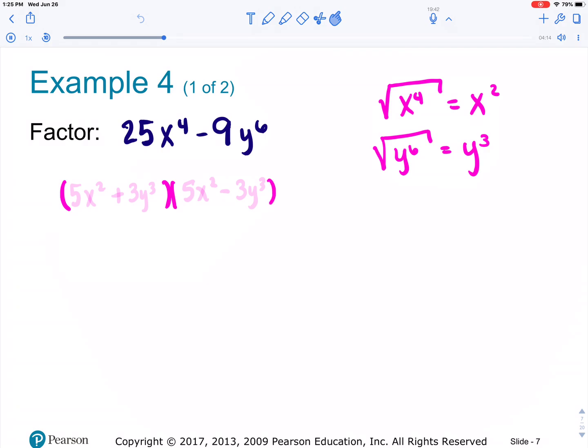So I can do my two parentheses, and I say, okay, the square root of 25 is 5. And then again, x to the fourth would be x squared. So 5 and x squared on both of them, plus and minus. And then 9y to the 6 would be 3y to the third and 3y to the third. And that's how that would factor.